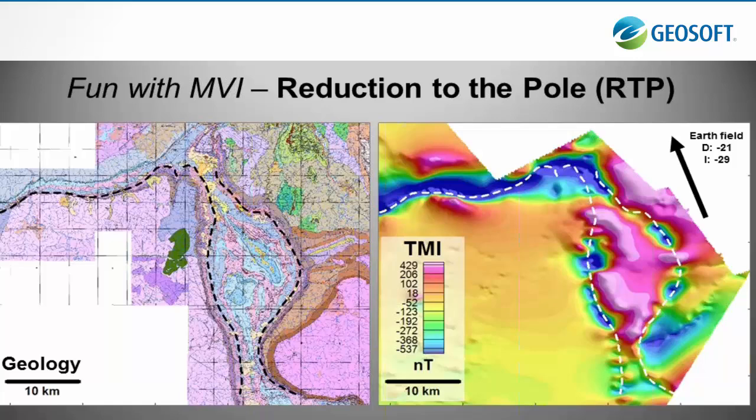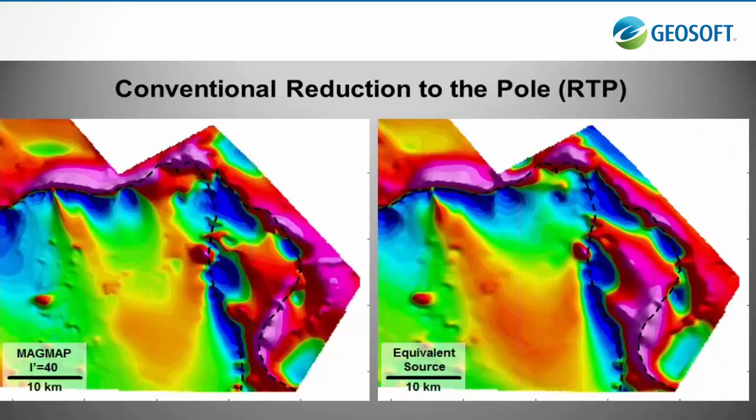So let's think about this problem now, reduction to the pole. Taking that Brazilian example, I'm showing you here on the left the conventional reduction to the pole as implemented by an algorithm used in MagMap. Fraser Grant and the team working on MagMap in the 70s actually figured out how to dampen the amplitude component, which was the most troublesome part of the reduction to the pole, by using this fudge factor, which in this case I set to 40 degrees. And so it makes sure that the amplitude component doesn't blow up on you.